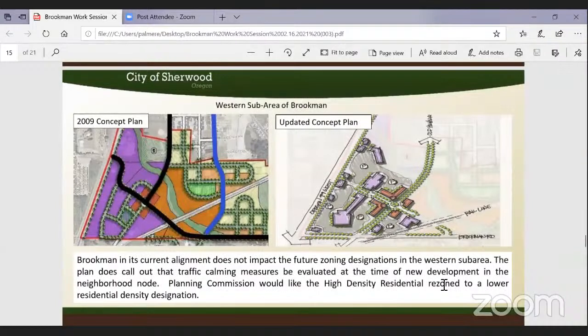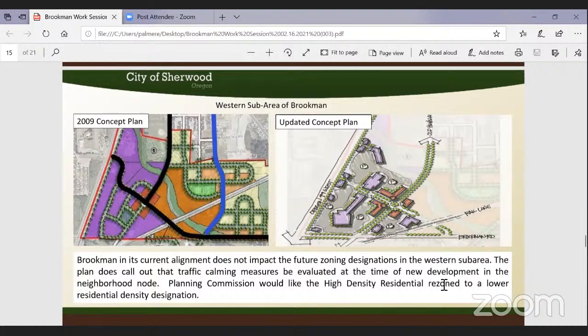Also, the western sub area, we looked at the zoning. There weren't any red flags with the zoning when it was incorporated into the traffic impact analysis. When we took this to Planning Commission, they did have some concerns about cut through traffic through the neighborhood to the north. And we developed some language that we put into the plan, stating that traffic calming measures will be evaluated at the time of new development.